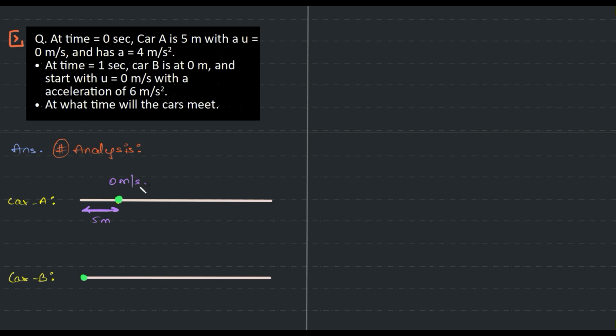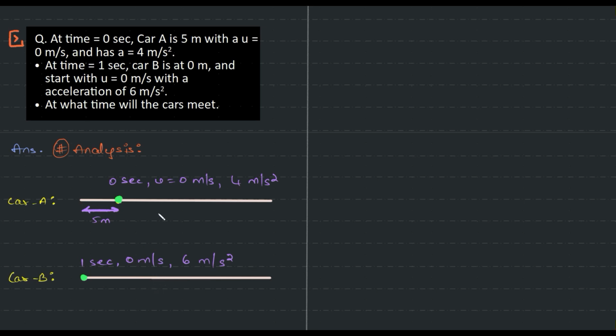Actually, time is equal to 0 seconds. First thing is time. This is starting off with 0 seconds. This is starting off with 1 second. With the velocity of 0 meters per second. Here, this is with the velocity of 0 meters per second. Same thing. And with an acceleration of 4 meters per second square. And this is with 6 meters per second square. Anything else? All right.